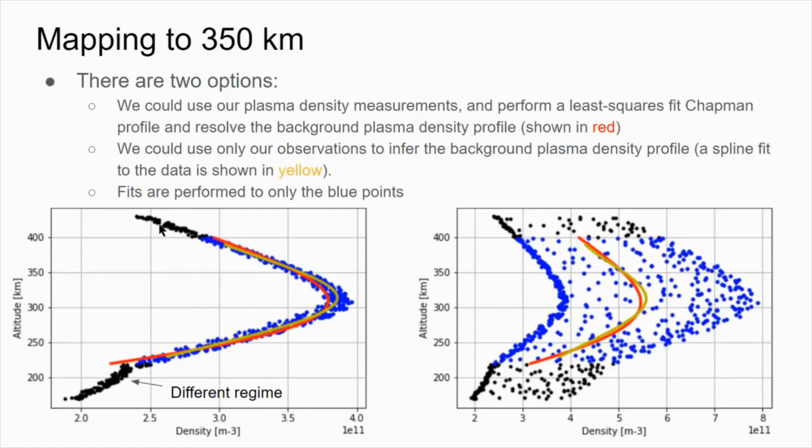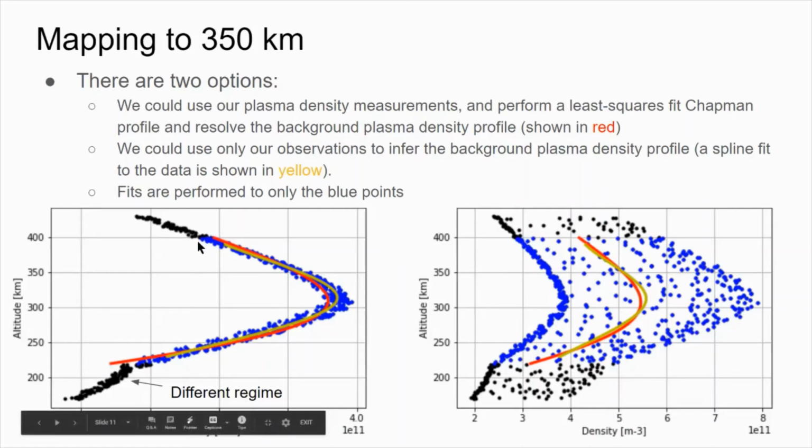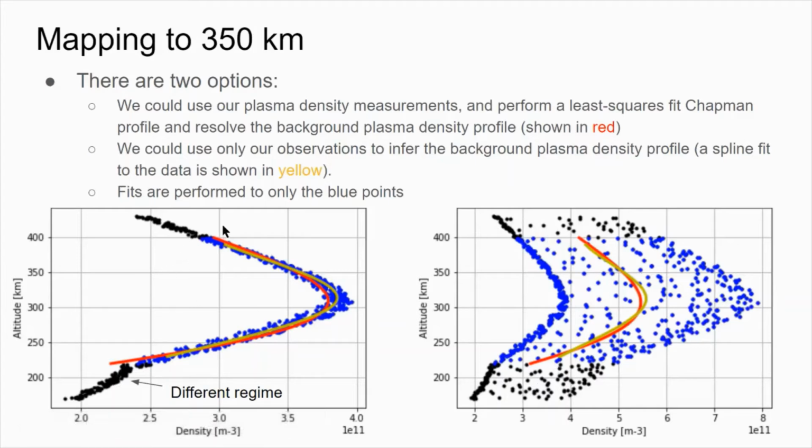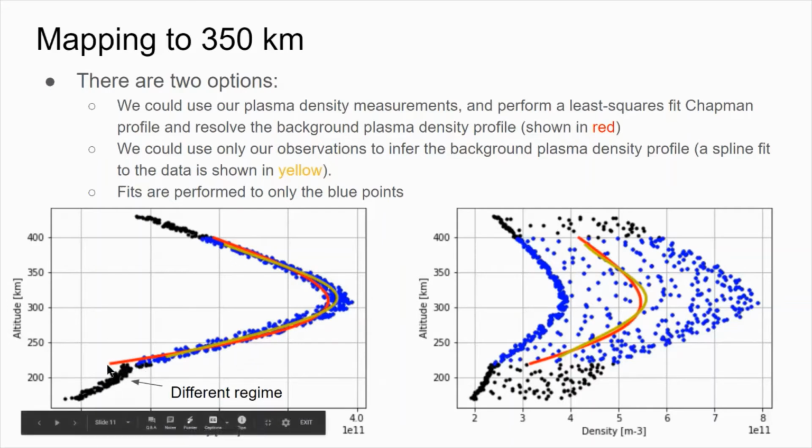And so over here, this is without my plasma density enhancement, without my patch really, and then this is with my patch. The red curve in here is if I take a Chapman profile and correct it with respect to my data, and the yellow curve is if I just fit a cubic spline to my data. And you'll notice that I have a cutoff of 220 kilometers because it seems like there's some sort of different plasma density regime acting here, so I don't want to include those in my fit.